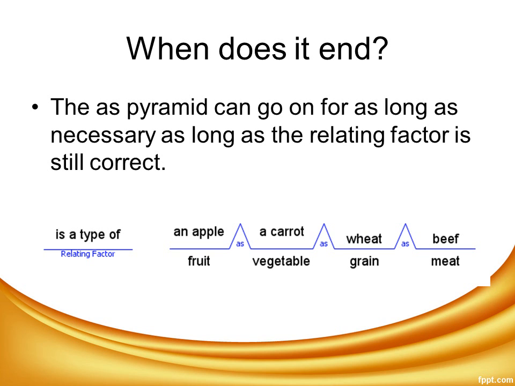This map can continue on as long as you want to. You can keep on creating the "as" pyramid and continue going on and on and on as long as you keep the relating factor correct. An apple is a type of fruit, as a carrot is a type of vegetable, as wheat is a type of grain, as beef is a type of meat. As it continues and continues, the relating factor stays the same, but you can add on and add on and add on as much as you need to on the "as" pyramids.